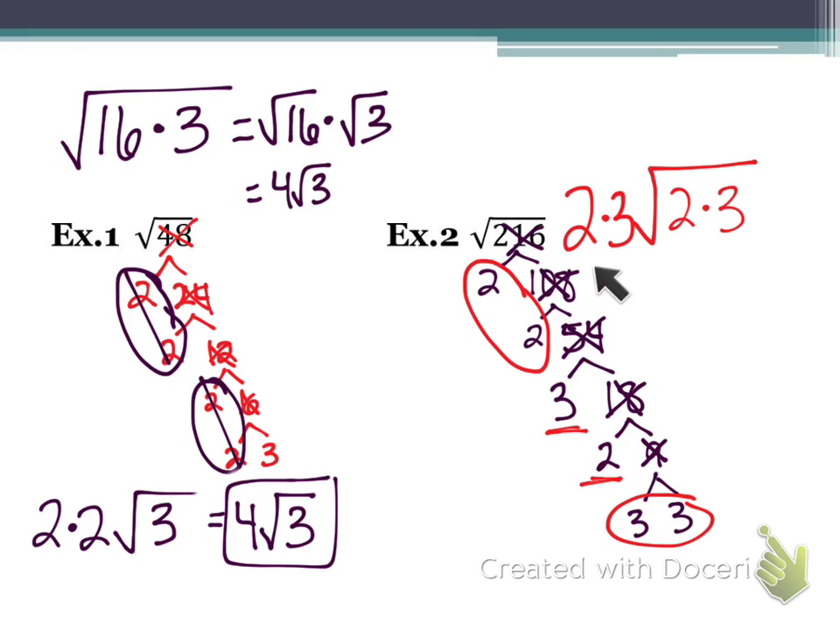So what do I have on the outside? 2 times 3 is 6. What do I have inside? Another 6. So we have 6 square root 6.